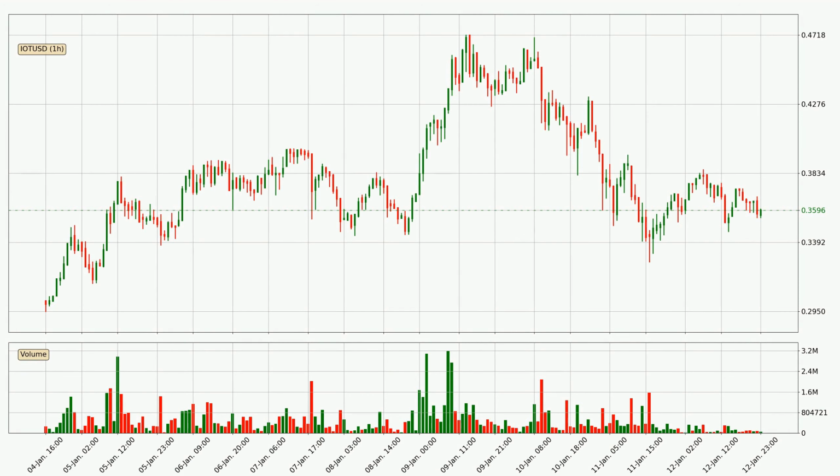Looking at the IOTA hourly time frame, the price moved down around 2.8% in the last 24 hours, with a current price of 36.0 cents. And the move wasn't very strong as the volume wasn't very high.